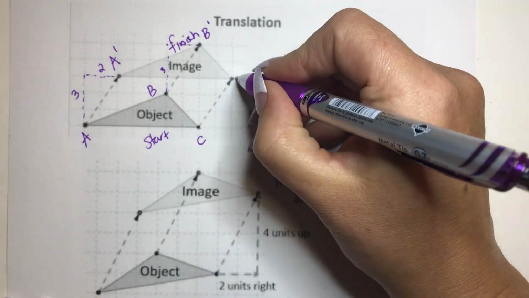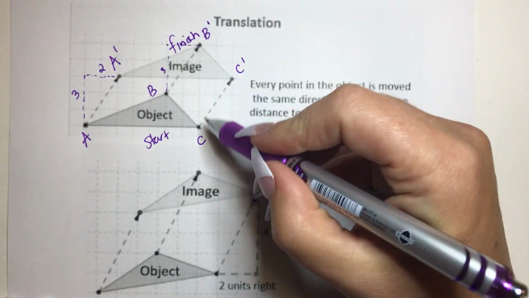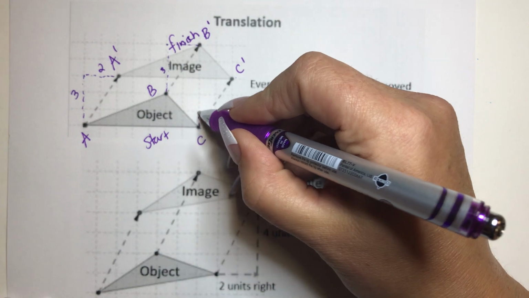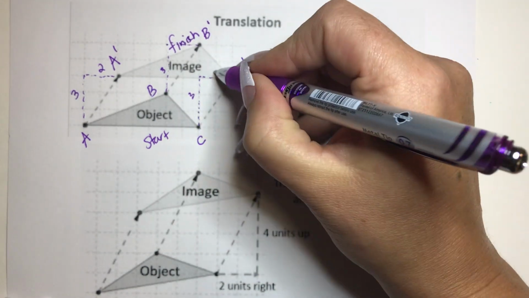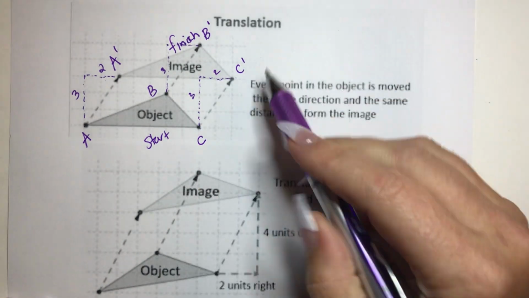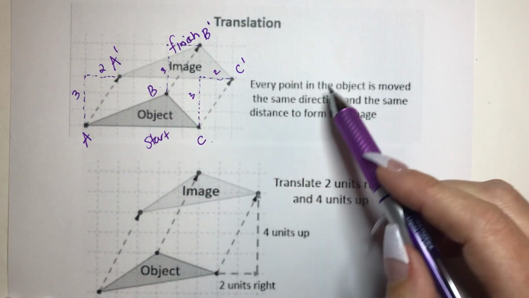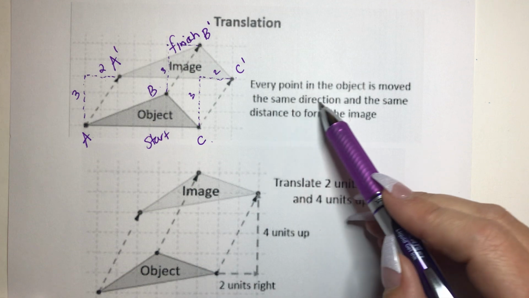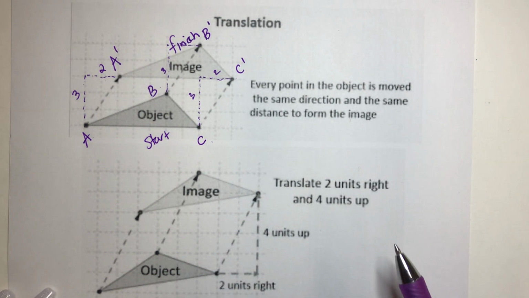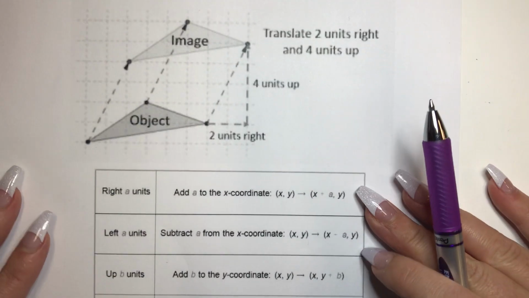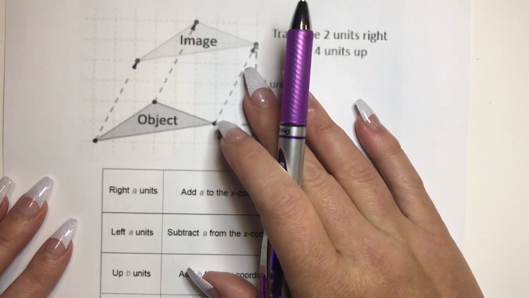And what about this? Let's call this C, and this would be C prime. We should do the same thing here. Go up 1, 2, 3, perfect, and over 2. So that's what it's talking about. Every point, A, B, and C, in the object is moved the same direction and the same distance to form the image. Okay? So here's our start, here's our end.